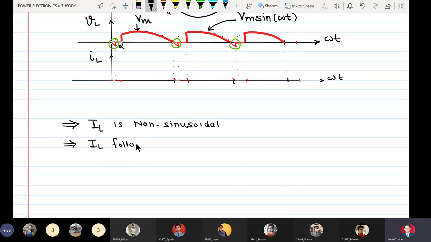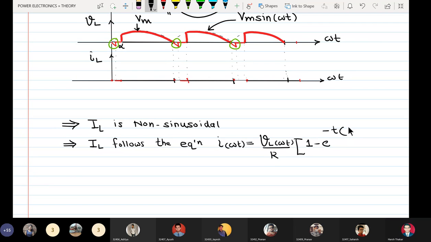IL follows the equation I of omega t is equal to VL of omega t upon R into 1 minus e raised to minus t into R over L. Okay, so this is not sinusoidal, this is some kind of an exponential nature. So we can have many versions here.